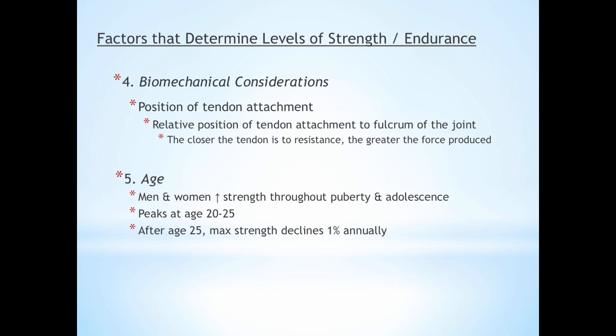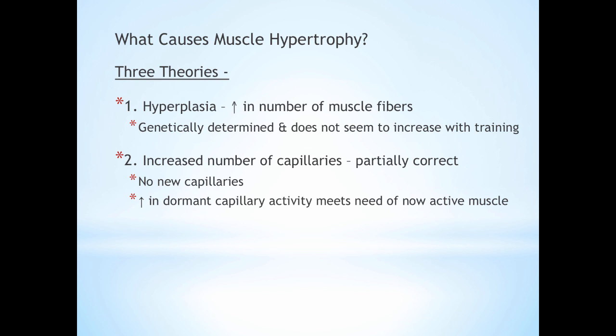And then fifth is age. So as we age, as we go through puberty and adolescence, we gain more strength. This peaks at about 20 to 25. And then after the age of 25, our maximum strength declines about 1% annually.